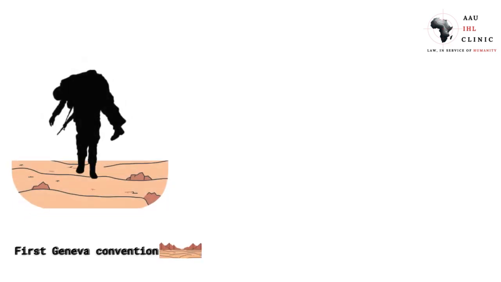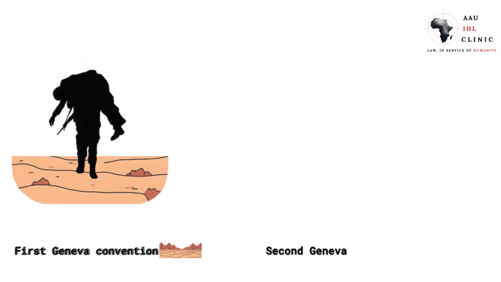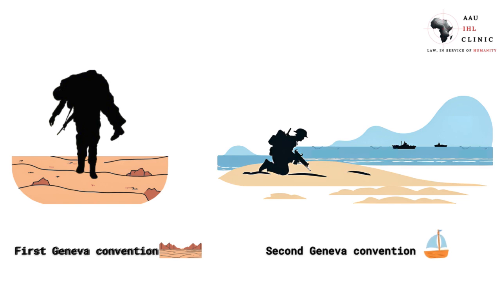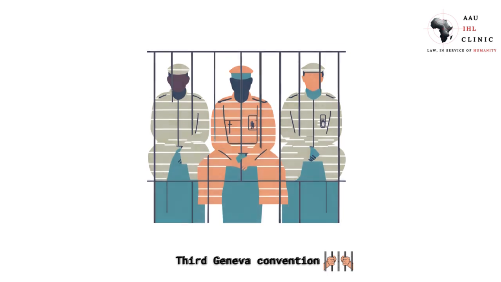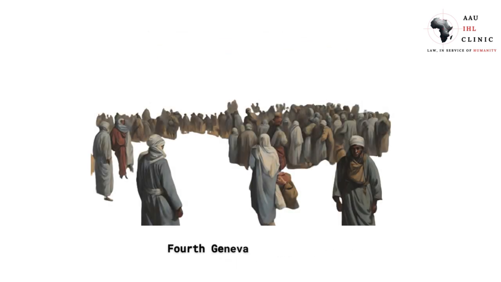While the first Geneva Convention safeguards injured and ill soldiers on land, and the second convention protects military personnel who are shipwrecked at sea, the third convention addresses the treatment of prisoners, and the fourth convention covers civilians, including those who are in occupied territory.